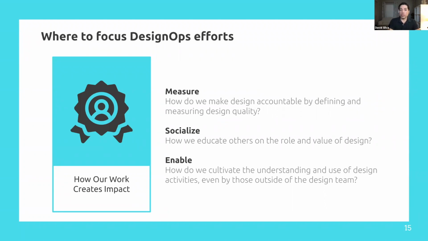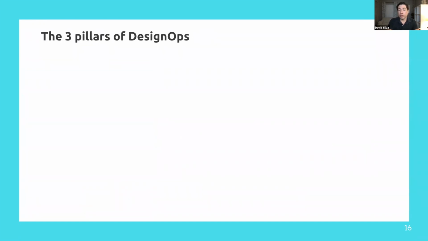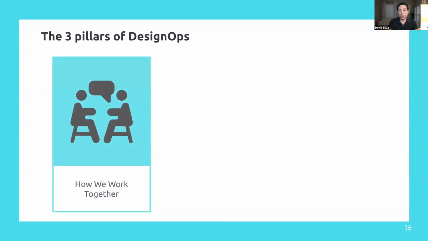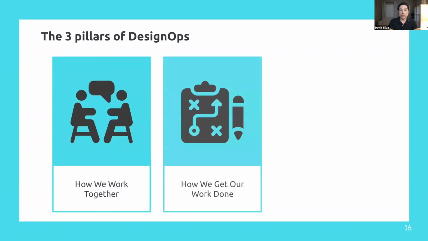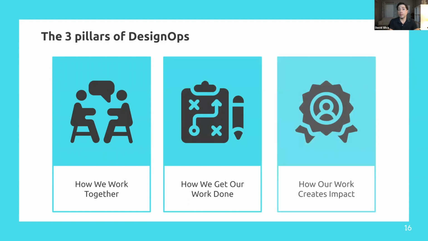Creating accessible design activity playbooks to avoid the design team being, or even being seen as, the bottleneck, because of course we don't want to be the bottleneck. And also implementing skill training to ensure that activities are understood and used appropriately. And those are the three pillars of design ops. This is how we work together, how we get our work done, and how our work creates impact.